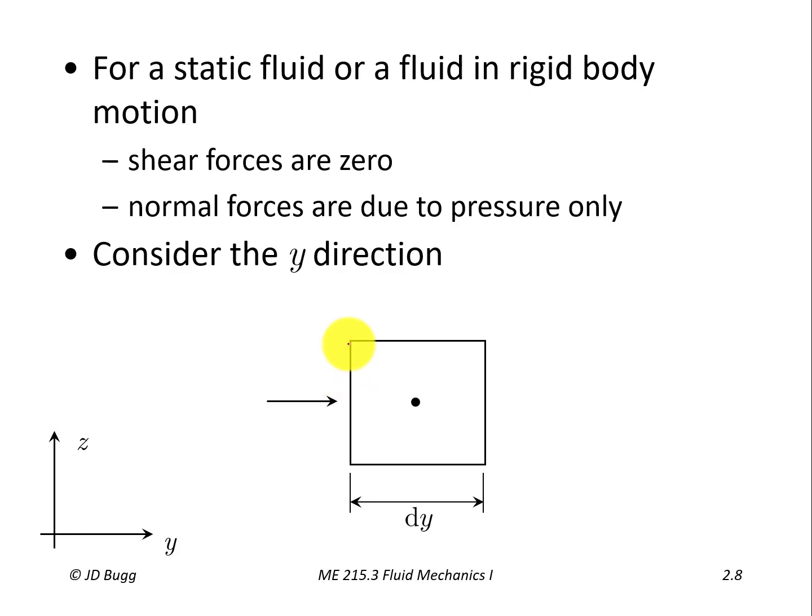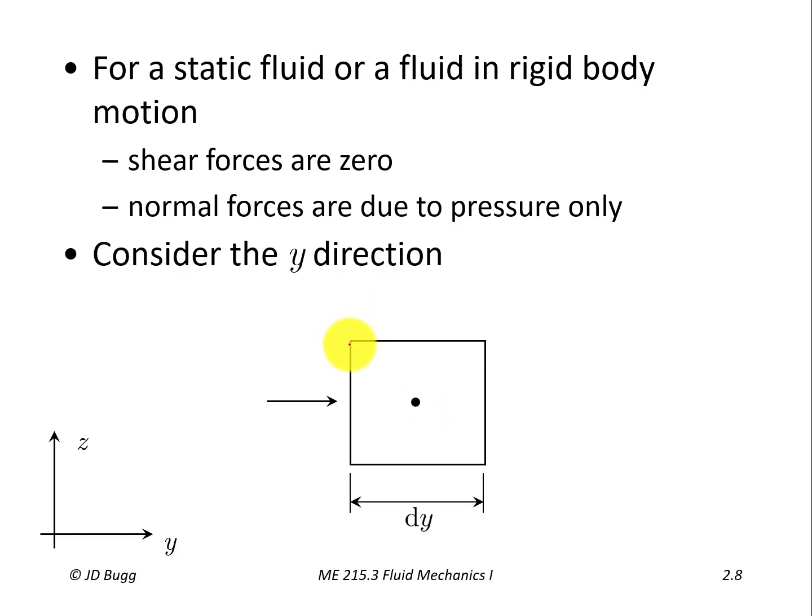Well, this is a pressure force. It's a normal force, and that normal force is due to pressure. Remember, the pressure at this location is P. So the question is, what is the pressure at this location? And the pressure at this location will be different than the pressure at this location, and how much different depends on the pressure gradient, so how the pressure is changing as we move from place to place in the fluid.